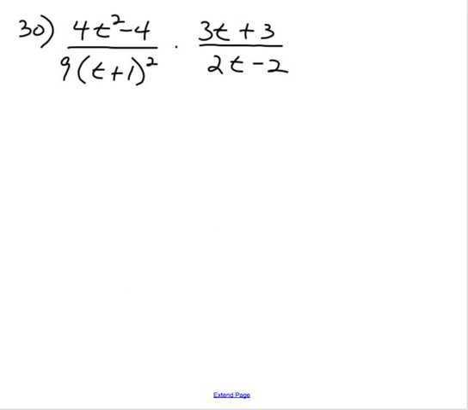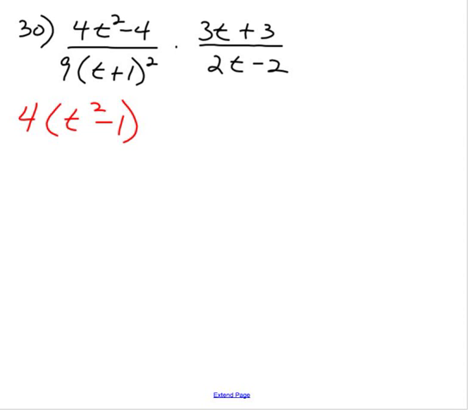Number 30 asks you to multiply. Before I even multiply, just like the previous problem, I try to factor. I look for GCFs to begin with. I notice that in the 2 numerators, the 4t squared minus 4 and the 3t plus 3, there are GCFs. 2t minus 2 in the lower right-hand corner of the problem is also a GCF. So the first thing I'm going to do is factor out GCFs.